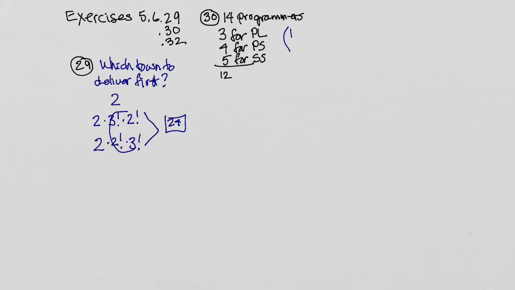Out of the 14, let's choose any 3 to do the programming languages. And then there's 11 left, right? Out of 14, we chose 3. So 14 minus 3 leaves 11 left, and we can choose any 4 out of those 11 to do the word processing software. And then there's 7 left. Out of those 7, let's choose any 5 for the spreadsheet software. But that leaves 2 left, and we'll choose both of those 2 for just any other positions.